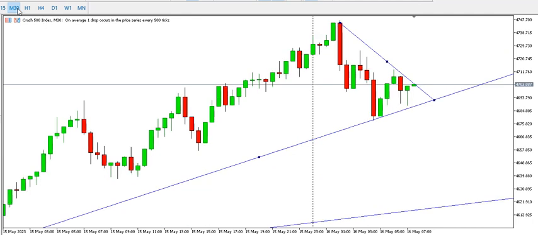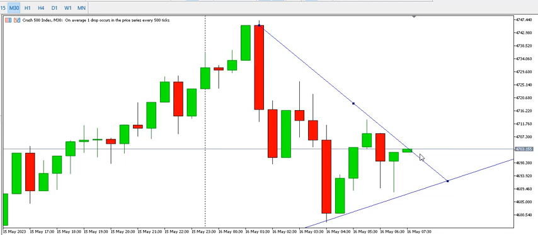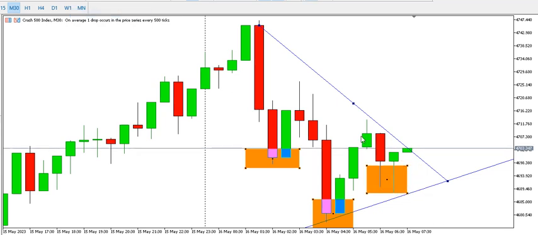On the 30 minutes time frame, Crash 500 Index, you can see a new candle just opened, and it's as if the buyers are going to win this range. Okay, we are already looking at something that looks like an inverted head and shoulders. This is the left shoulder. That's the left shoulder. This is the head, and the right shoulder is currently being formed. So you might look for buying opportunities.